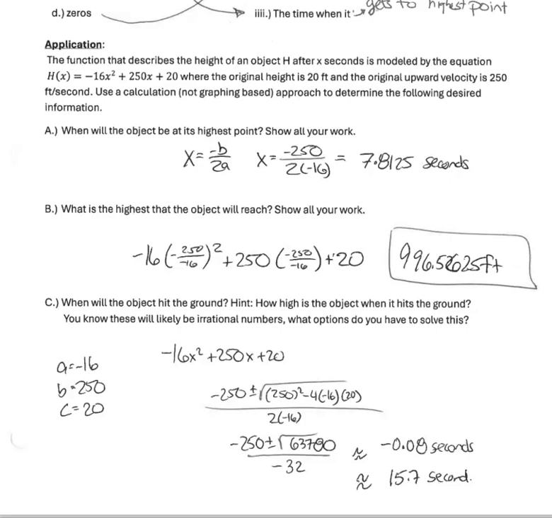Then when you put the other one in, negative 250 minus the square root of 63,780, enter, divide by negative 32, you get an answer of 15.7 seconds. So that is the only time it'll hit the ground. It was above the ground when it was launched, so it only hits the ground once. If it started at ground level, there would be 2 times where it hit the ground.